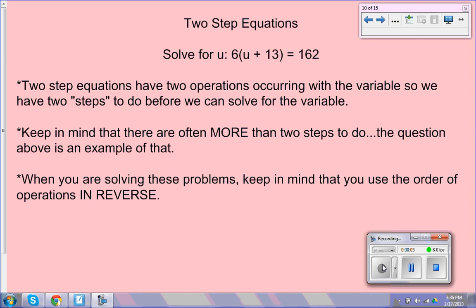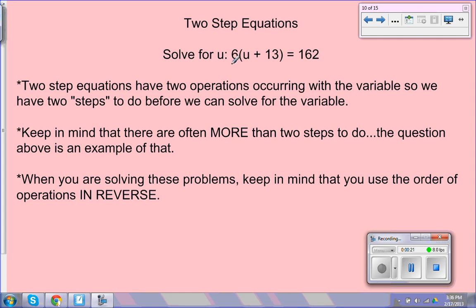All right, let's take a look at two-step equations. Two-step equations have two operations occurring with the variable. So we have two steps to do before we can solve for the variable. Keep in mind that there are often more than two steps to do. The question above is an example of that.